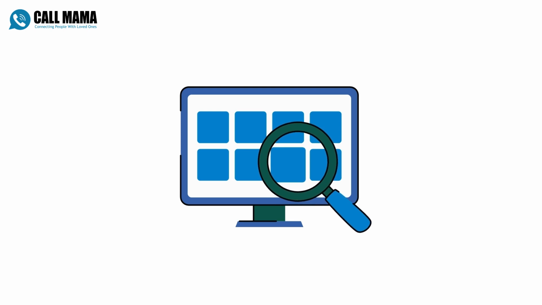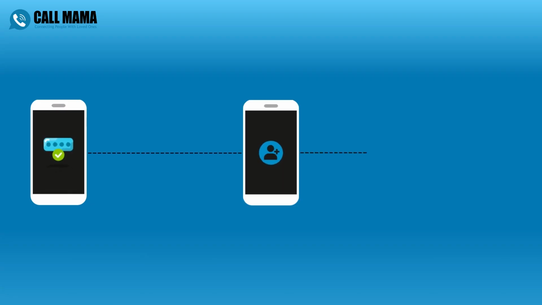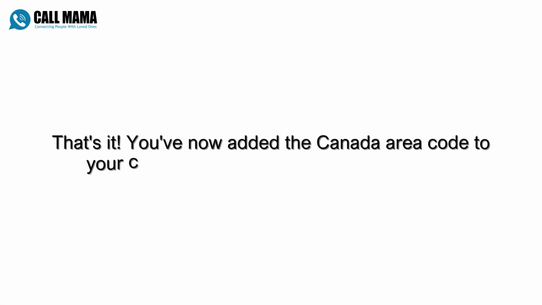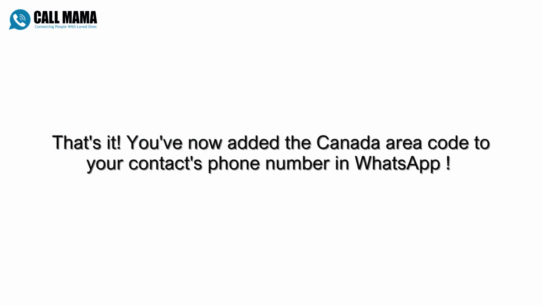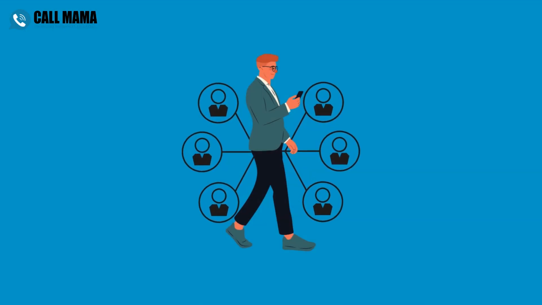You can do a quick Google search to find a list of Canada area codes by province or territory. Once you have the code, you'll need to add it to your contact's phone number in WhatsApp. That's it! You've now added the Canada area code to your contact's phone number in WhatsApp. Now you can send messages and make calls just like you would with any other contact.